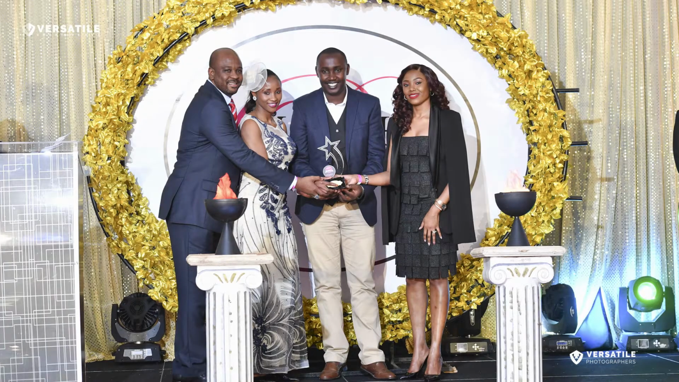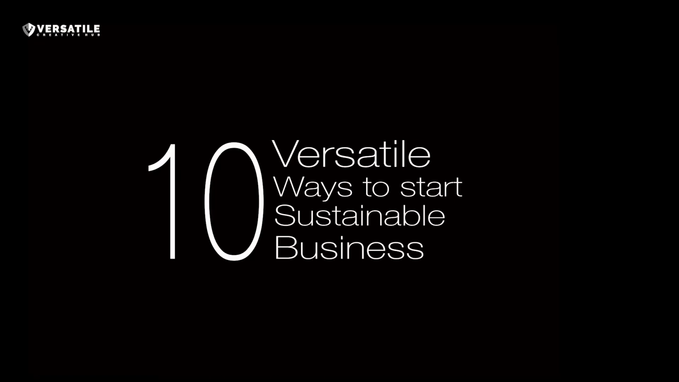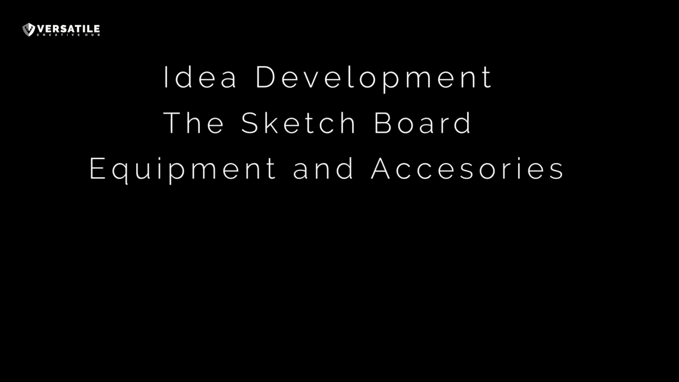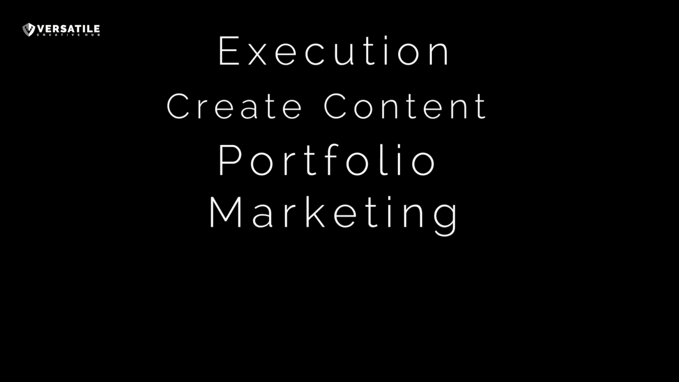Through my experience in the creative economy, I have come up with 10 ways you can start a business that can be sustainable. These 10 ways, I call them the versatile 10 ways to start a sustainable business. The first one is idea development, the sketchboard. Equipment and accessories, the team, budget, execution. You have to create content for your product portfolio, then marketing. And the last one is conversion.